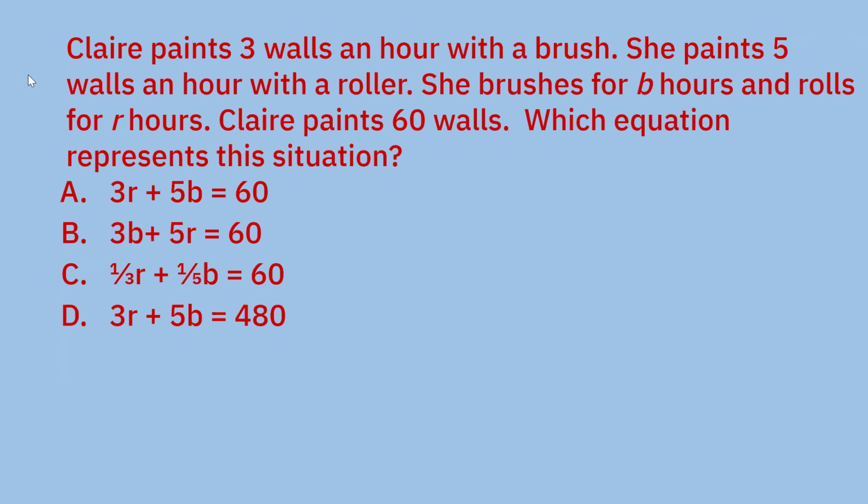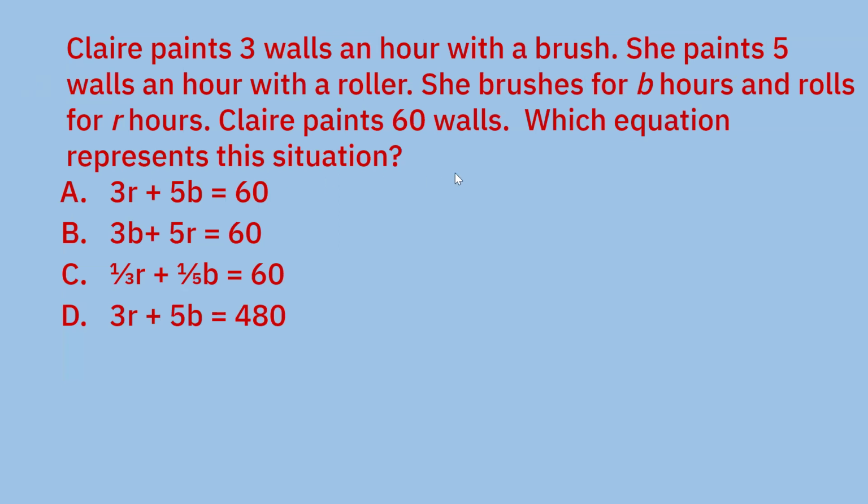Claire paints 3 walls an hour with a brush. She paints 5 walls an hour with a roller. She brushes for B hours and rolls for R hours. Claire paints 60 walls. Which equation represents this situation? Okay, great. So this is almost identical to the first question. A different scenario, different numbers, but same idea, right?